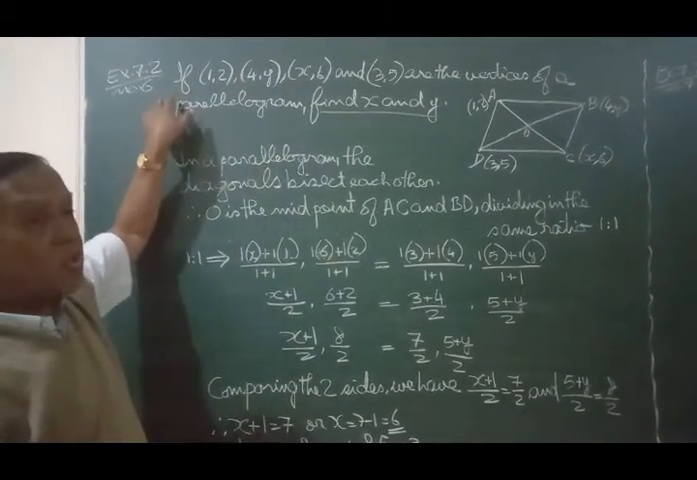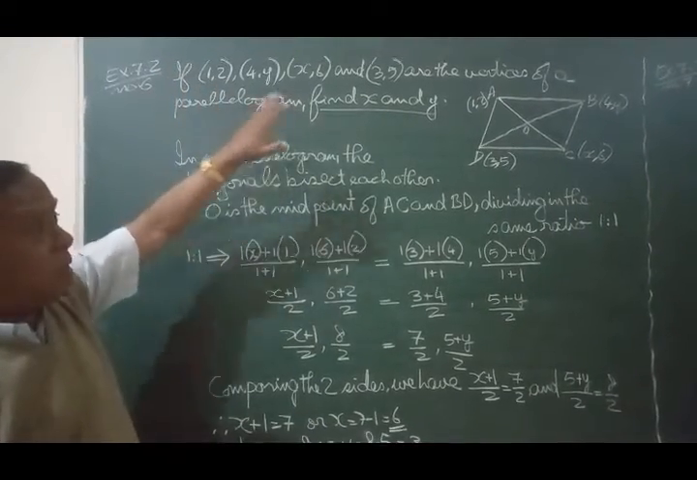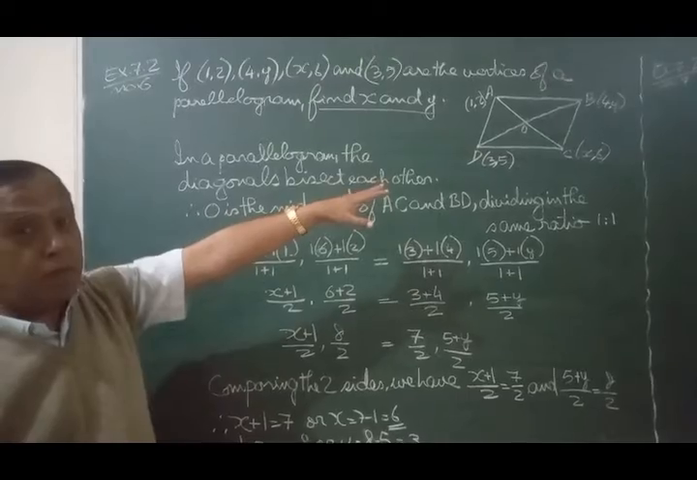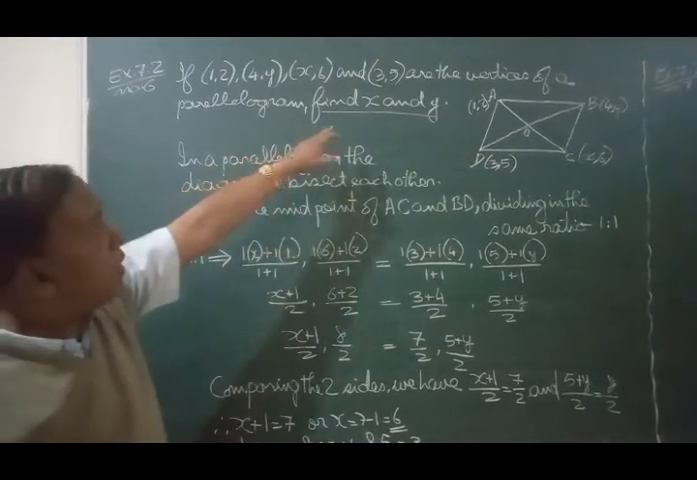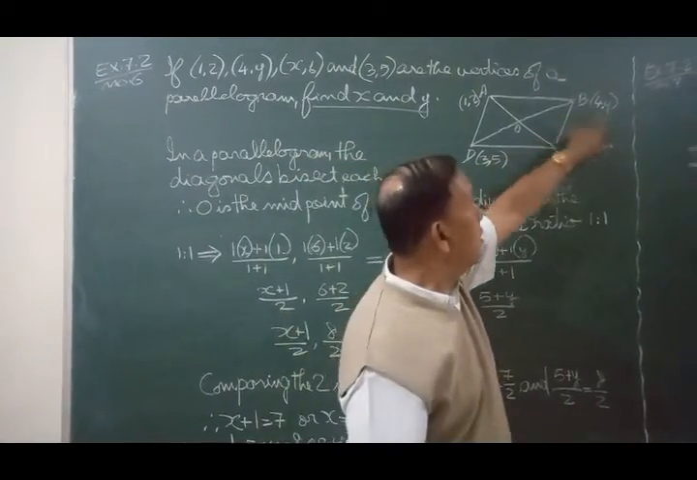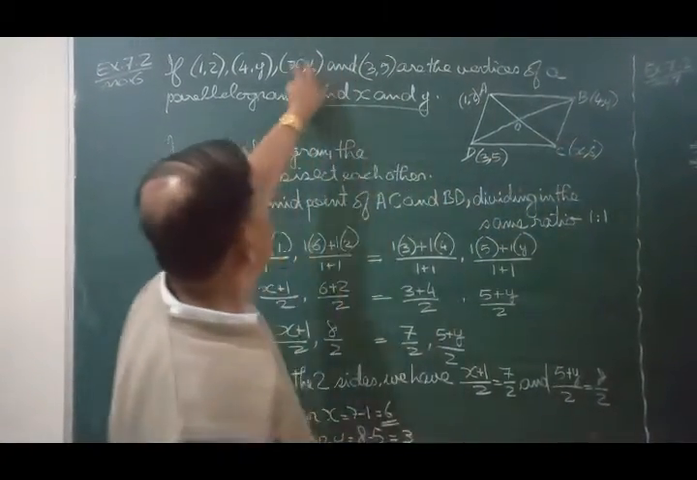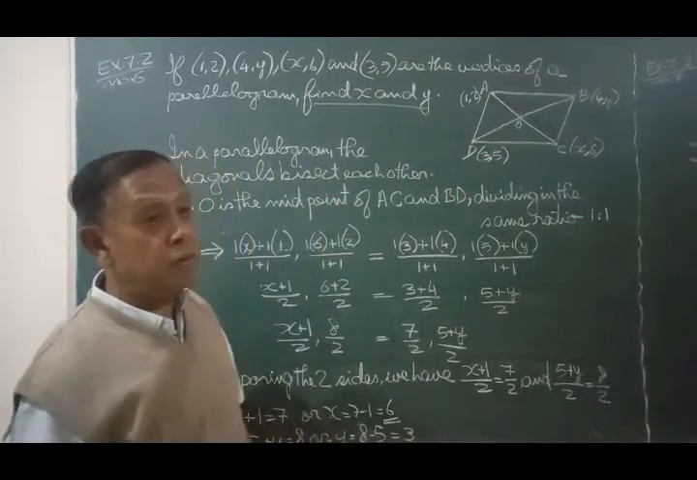Question number 6, exercise 7.2. What are we given? We are given a parallelogram. We are also given the coordinates, and the question is, find x and y. Here we have y, here we have x. Find x and y; the coordinates are given.